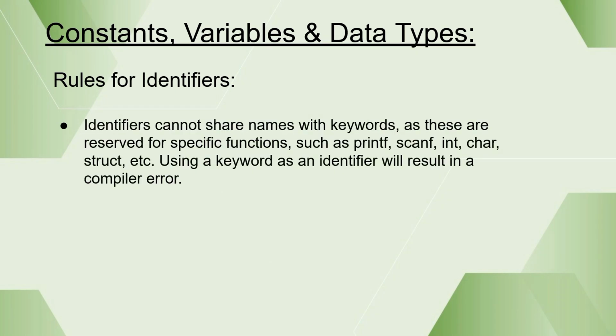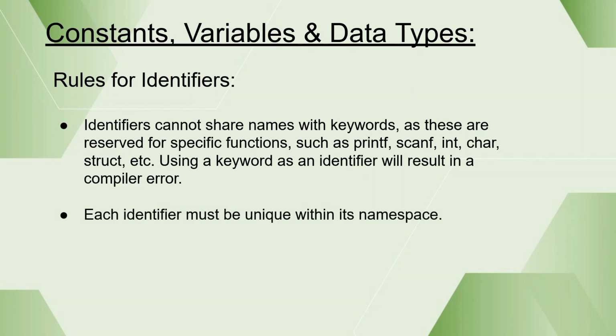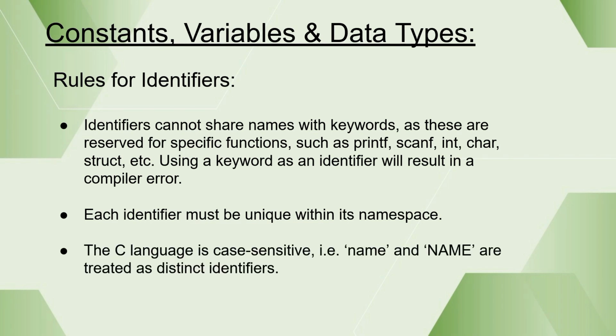Next, identifiers can't share names with keywords, as these are reserved for specific functions such as printf, scanf, int, char, struct, etc. Using a keyword as an identifier will result in a compiler error. Each identifier must be unique within its scope. The C language is case sensitive, that is, uppercase names and lowercase names are treated as distinct identifiers.